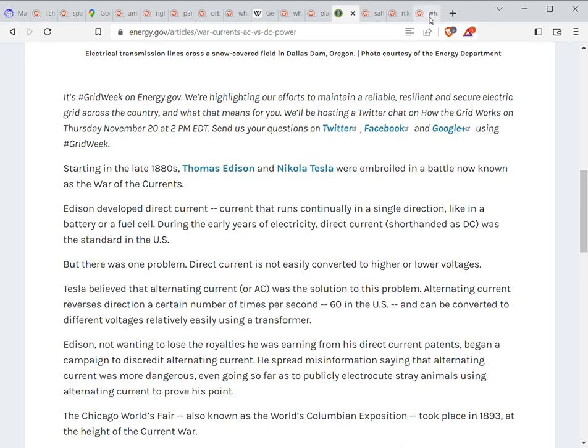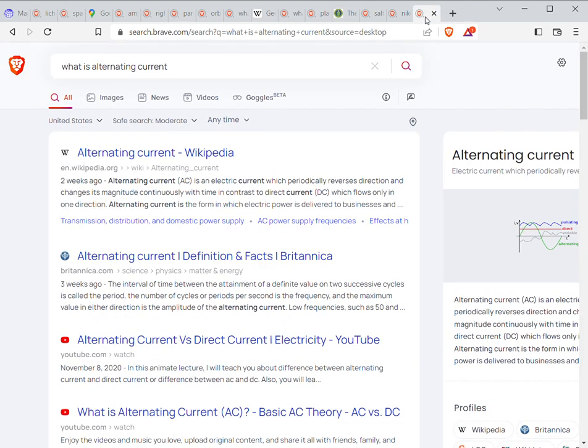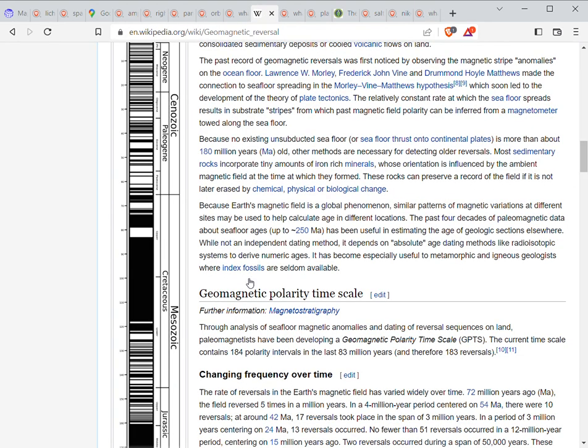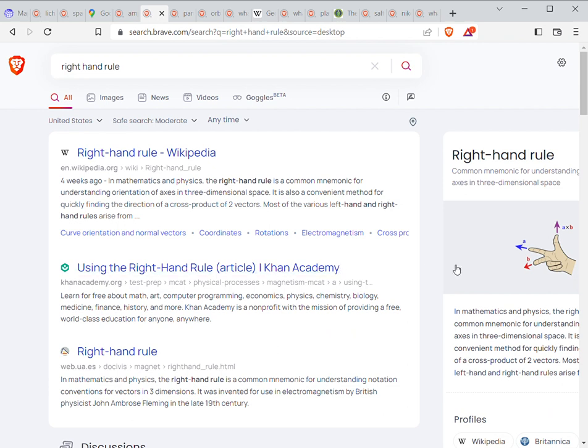So, what is alternating current? It periodically reverses direction and changes magnitude. And, okay, so when I come over here, and I see this, and I see a frequency, and I look at my right-hand rule, we have this known relationship between electricity and magnetism.